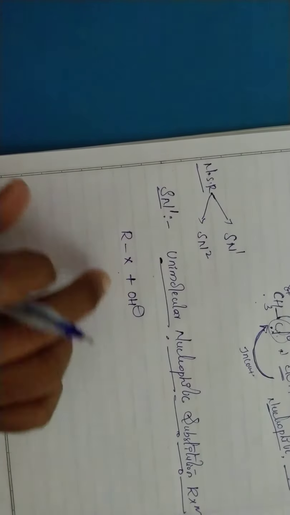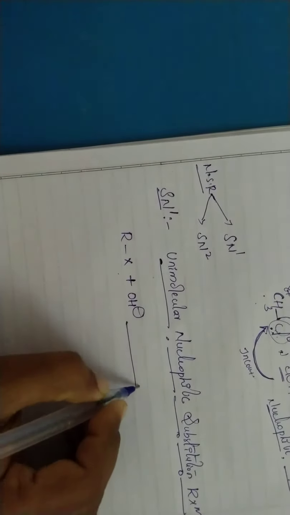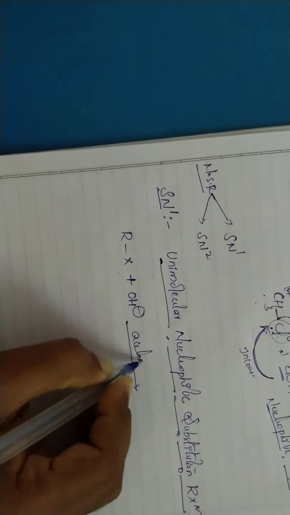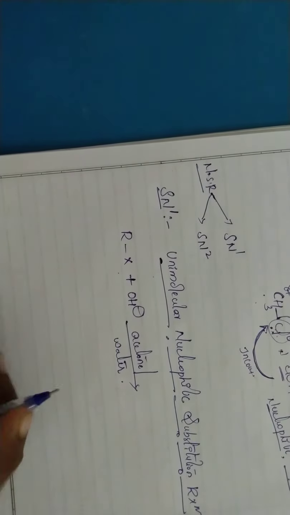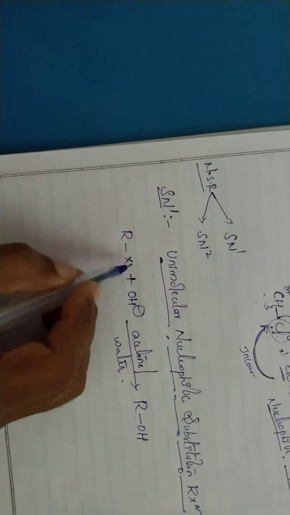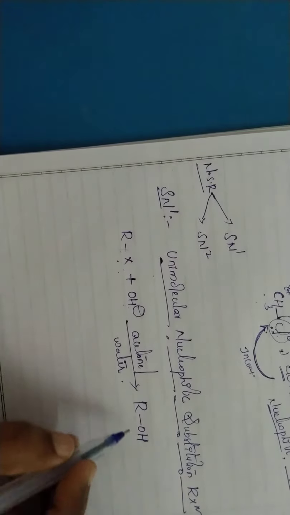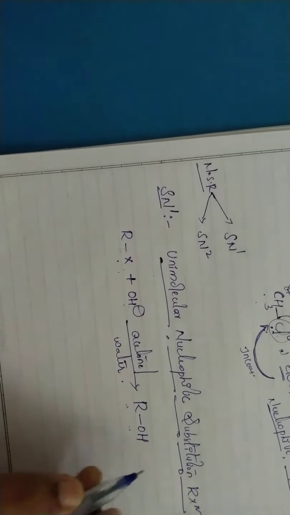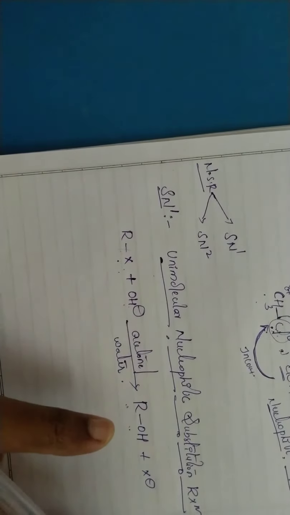Because one nucleophile is replaced by another nucleophile. So X is going out, OH minus is coming in, in presence of acetone and water. What is the new product here? ROH. Why? Because X is going out and in the place of X, OH minus is coming in. So we are getting the new product, that is ROH and X minus. So this is a nucleophilic substitution reaction.